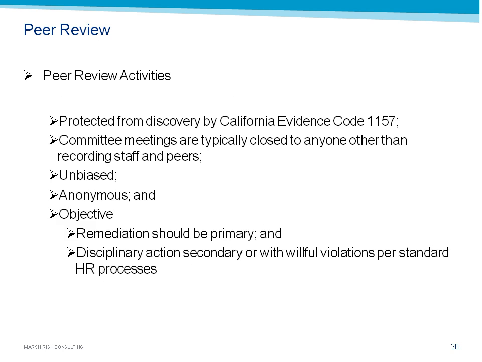Peer review activities are actually protected from discovery by the California Evidence Code 1157. That's a good thing, because peer review really is about identifying issues, laying it on the table, and figuring out what approach you need to take to address the issue. The meetings are usually closed, so it's not open to everybody, and they are supposed to be unbiased, anonymous, and objective. And if there is an issue, remediation should be the primary focus, and discipline coming in second.